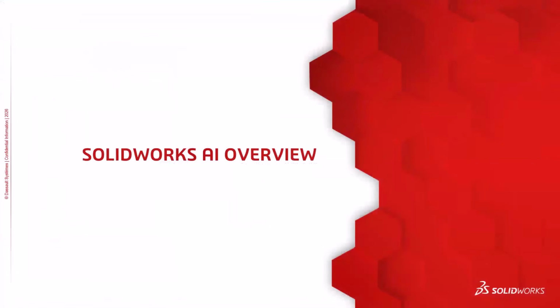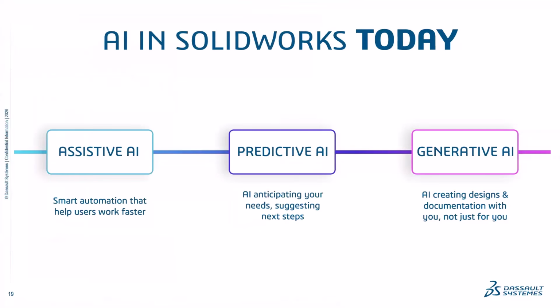Okay, so now to dive into something that represents the next leap for SolidWorks, which is how artificial intelligence is transforming the way we design and engineer. So within SolidWorks, we're advancing on three key fronts. Assistive AI, which makes day-to-day work much smoother. Predictive AI, which looks ahead, anticipating issues or suggesting optimizations before they slow you down. And generative AI, where AI can go further by proposing, creating, and even documenting solutions with you.